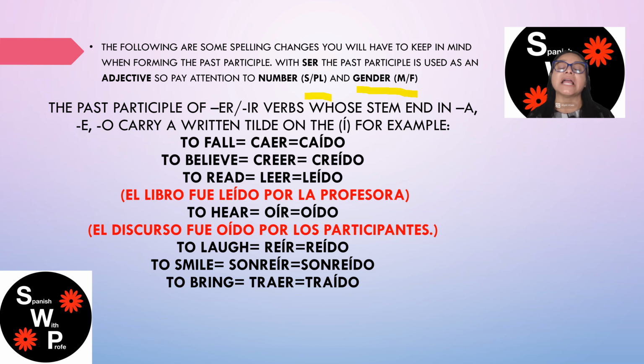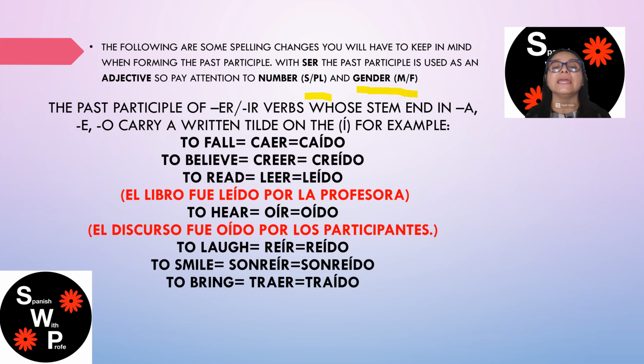For example, caer es caído, creer es creído, leer es leído, oír es oído, reír es reído, sonreír es sonreído, and traer es traído. I'll go slower. Caer, caído, creer, creído, leer, leído, oír, oído. That is also the noun for the ear canal. Reír, reído, sonreír, sonreído, traer, traído.